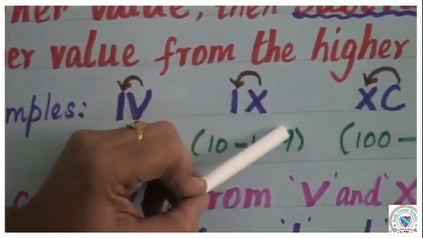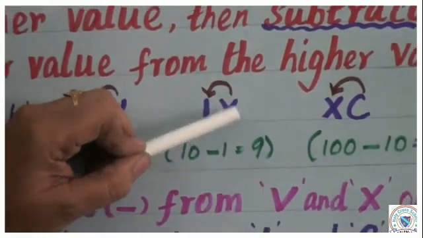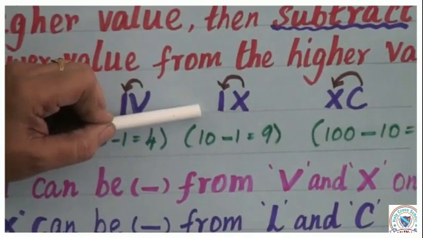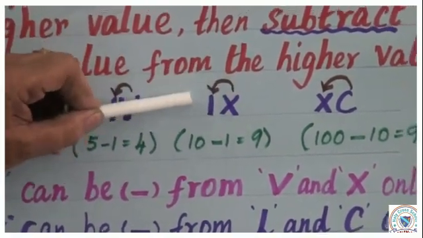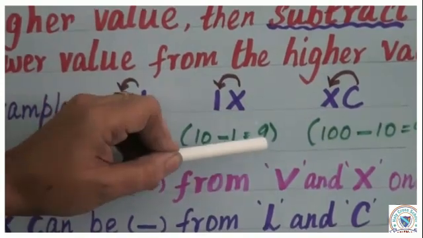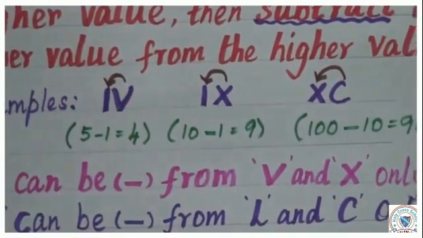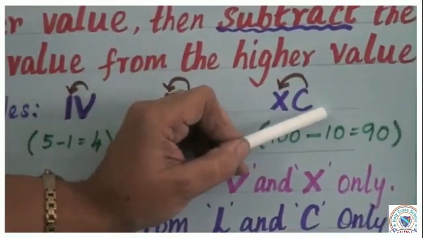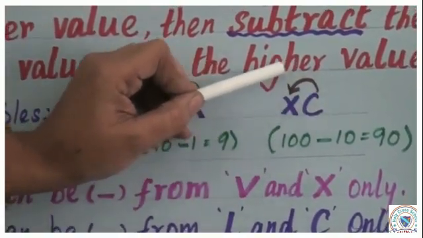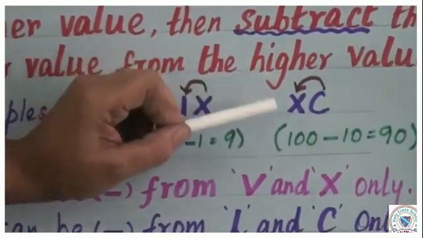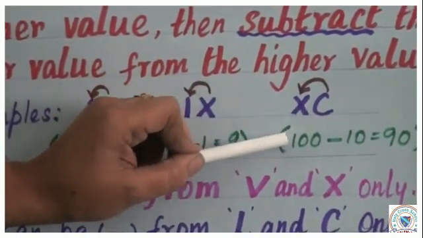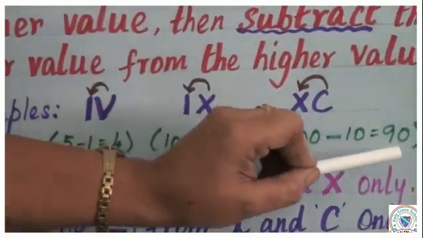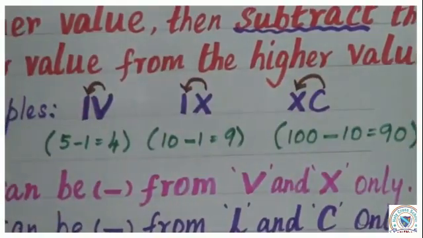See the next example. X is the higher value. Before X, I have put I. So you have to subtract 10 minus 1, which equals to 9. In the same manner, C is the symbol of higher value. Before C, I have put X, the symbol of lower value. So you need to subtract here. 100 minus 10 is equal to 90.